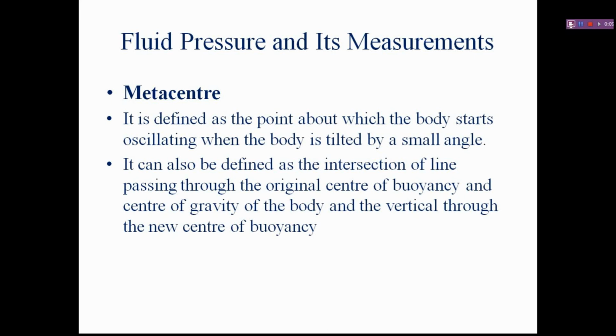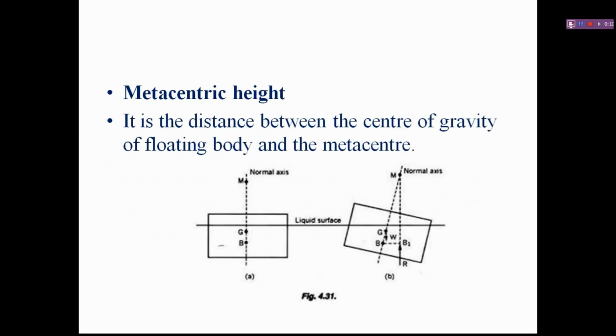It can also be defined as the intersection of the line passing through the original center of buoyancy and the center of gravity of the body, and the vertical through the new center of buoyancy. Before tilting the body, there is a line passing through the center of buoyancy and center of gravity, and after tilting the body, the center of buoyancy will change. So those two lines, the line passing through the center of gravity and center of buoyancy before tilting, and another vertical line through the new center of buoyancy, the meeting point of both the lines is also called the metacenter.